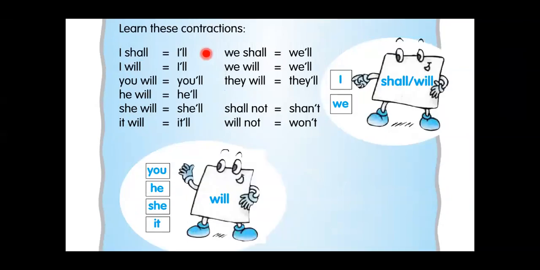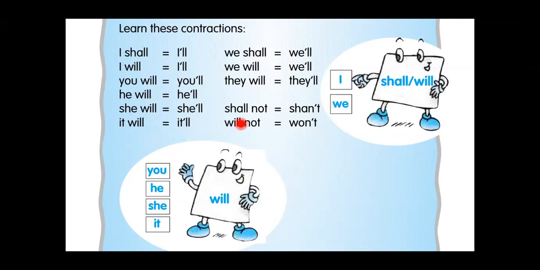Now let's have a look at the contractions. Short forms. Contractions are nothing but short forms. I shall and I will both become I'll. Both are the same over here. We shall, we will have the same contraction, we'll. You will becomes you'll. He will becomes he'll. She will becomes she'll. It will becomes it'll.